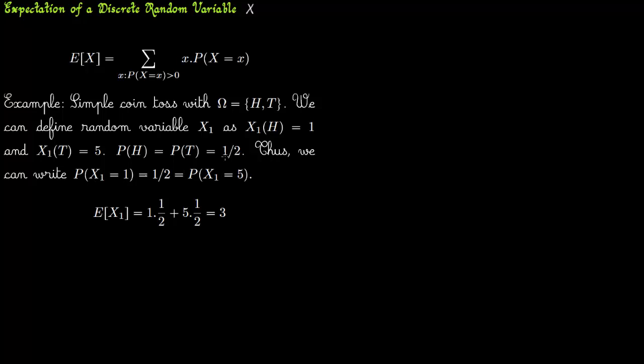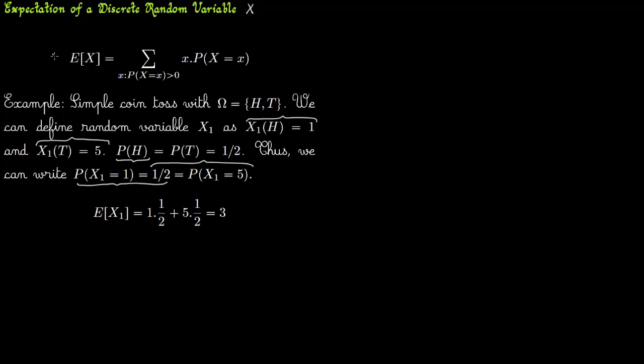So x1 is equal to 1 is this thing, and this is associated with head. The probability of x1 is equal to 1 is the same as probability of head because you're feeding in head here. So you get this as probability of x1 is equal to 1. Similarly, x1 is equal to 5 is right here. So probability of x1 is equal to 5 is equal to probability of tail, which is also half.